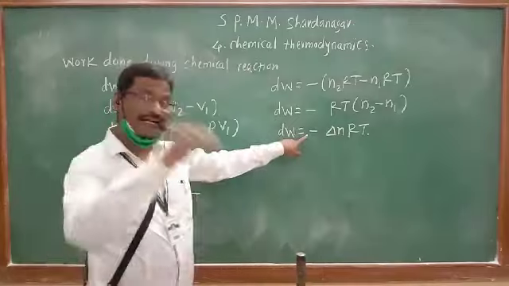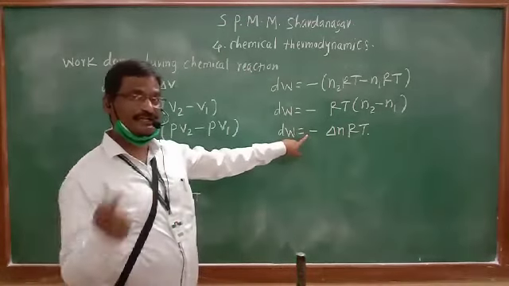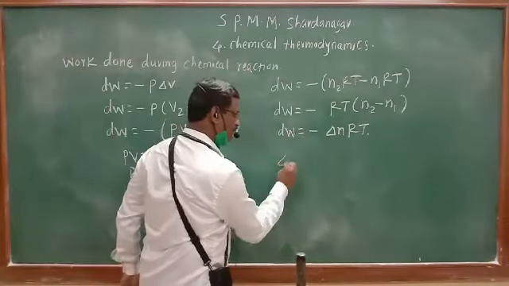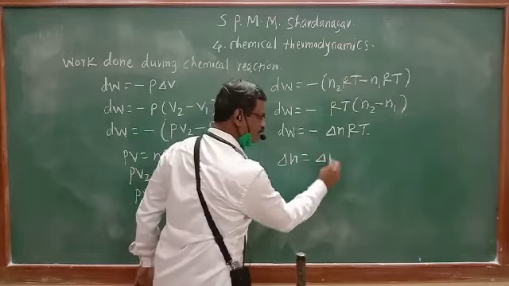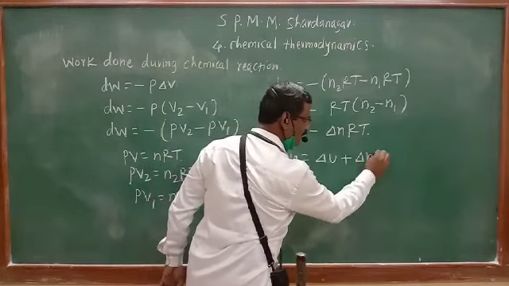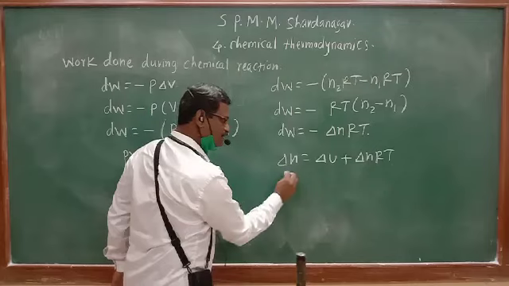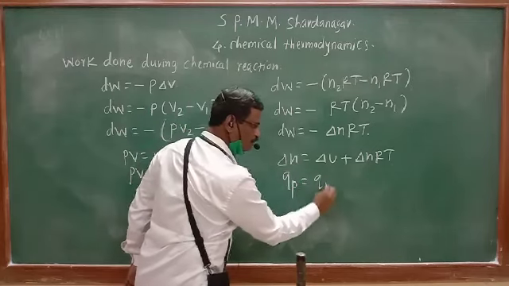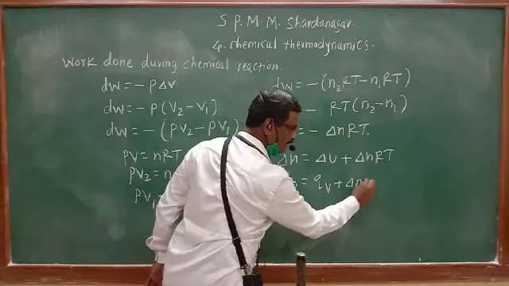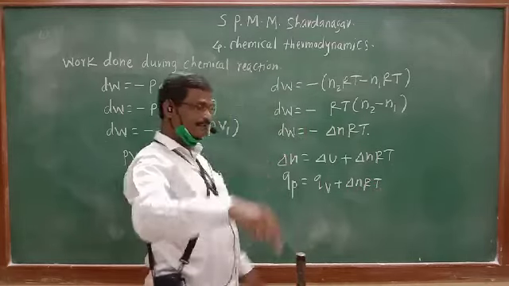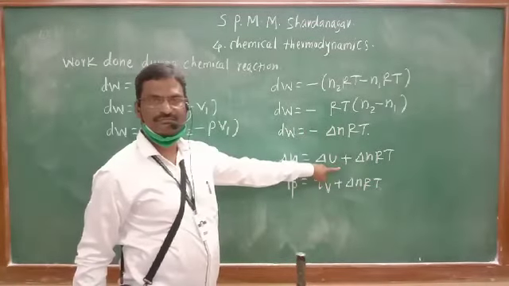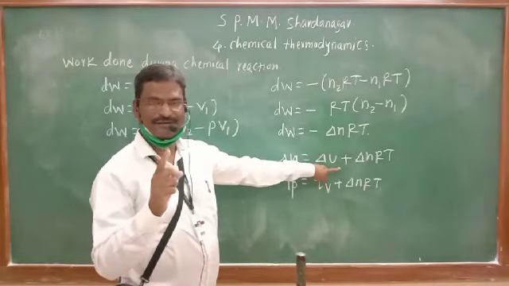Here negative sign. Just now before this we have studied one equation. What is that equation? Delta H is equal to delta U plus delta N RT. Or this is also written as QP is equal to QV plus delta N RT. That is different. There is a positive sign.